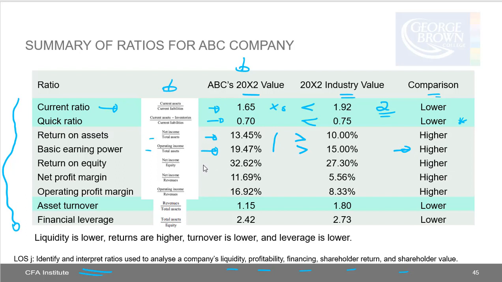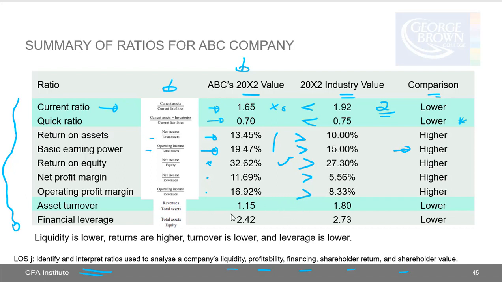ROE, return on equity, net income divided by equity, 32.62%, greater than the industry value. Net profit margin is net income divided by revenues, again higher than the industry. Operating profit margin, operating income divided by revenues, better.